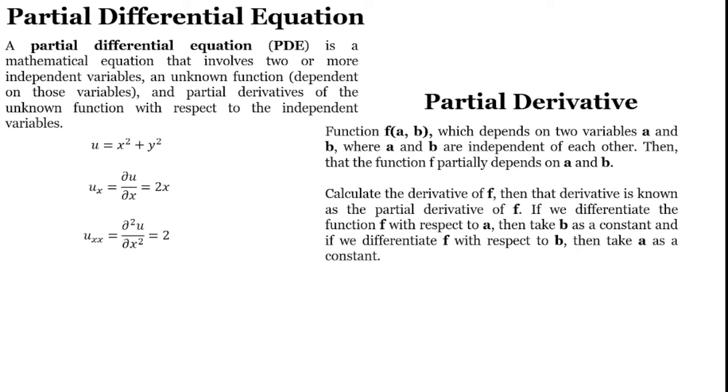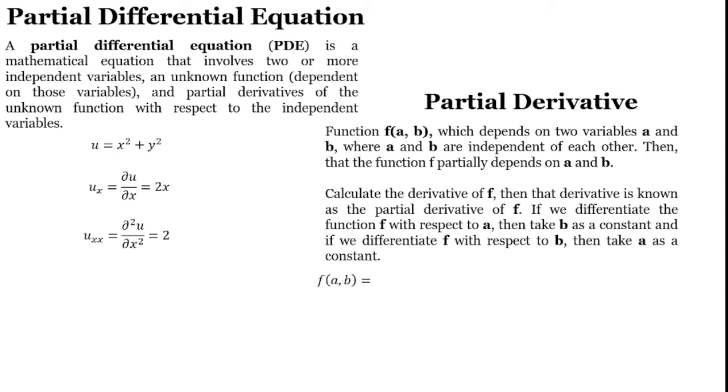Here I want to calculate the derivative of f. What can I do then? That derivative is known as the partial derivative. So if I want to perform the derivative of f, it is known as a partial derivative. If we differentiate the function f with respect to the independent variables a and then b, first I consider b as a constant when differentiating with respect to a, and if we differentiate with respect to b, then I take a as a constant, which is the concept available with the partial derivative.